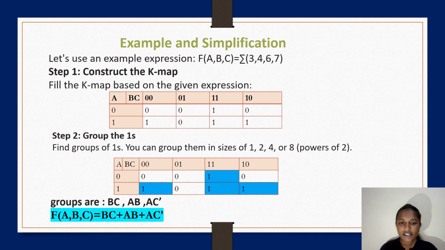You can see this group corresponds to the value BC and this one corresponds to the value AB. We have to keep in mind that the K-map is foldable, so we can group this one of A with this one of C bar. So we get the term A C bar. So we got our final equation as BC plus AB plus AC bar.